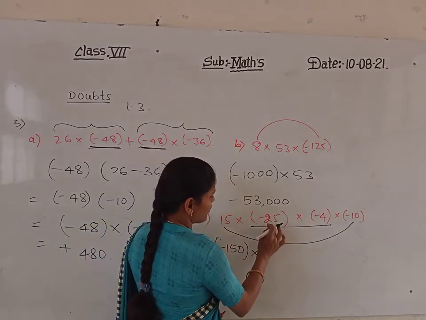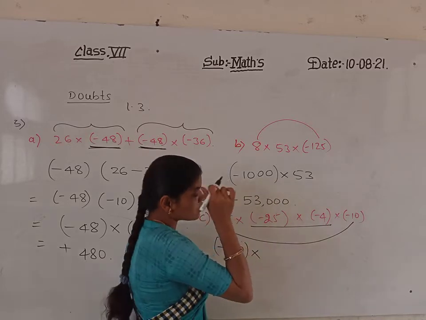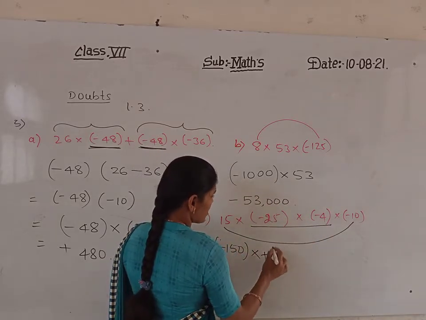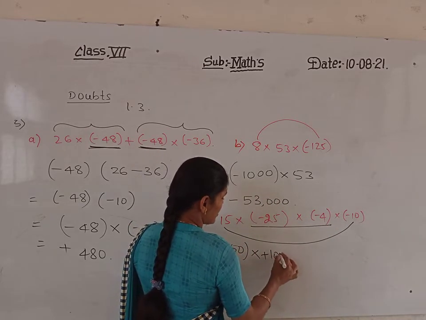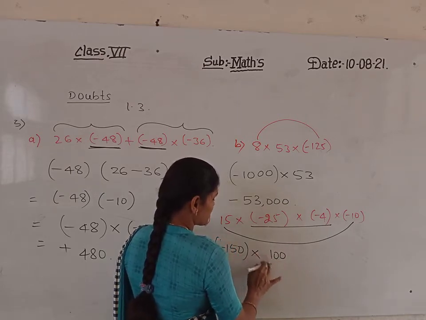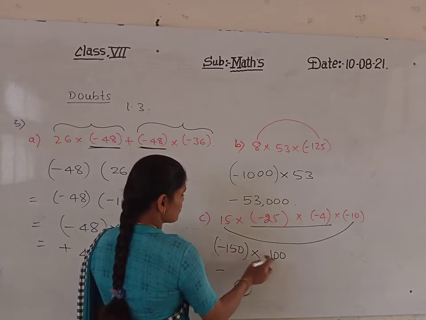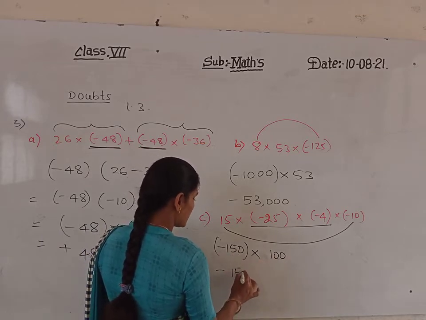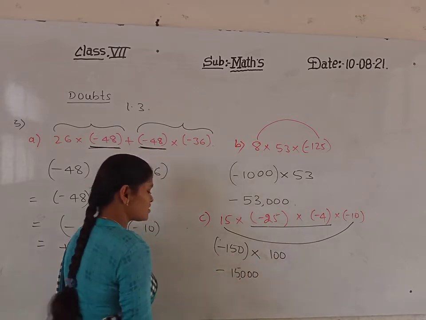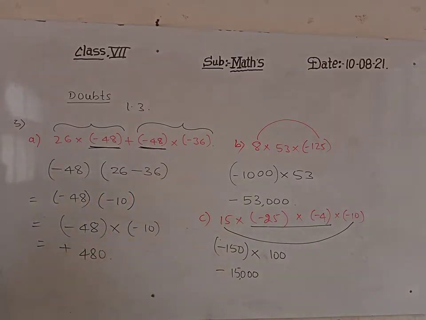Next I will multiply minus 25 into minus 4. Minus into minus is plus, 25 4s are 100. So no need to keep the plus sign here. Now minus into plus, minus 150 into 100. So what's our answer? Minus 15,000. Next one, same way, each one as well as the eighth one is also the same. So I hope you have written this one. Now I will go to the eighth one.